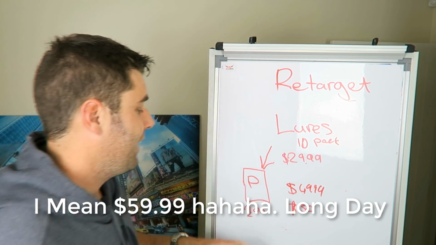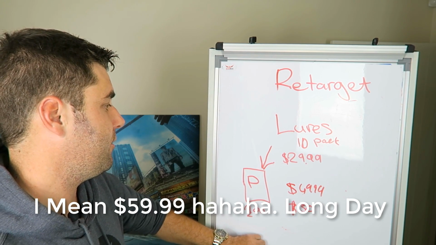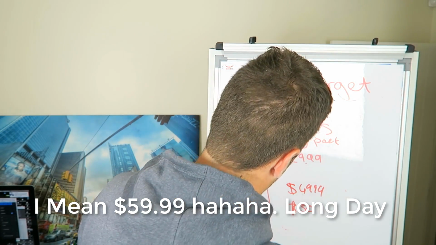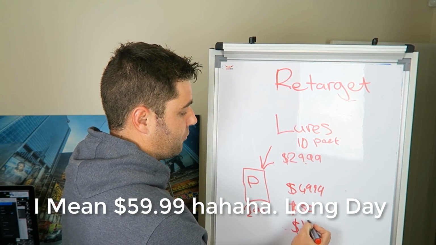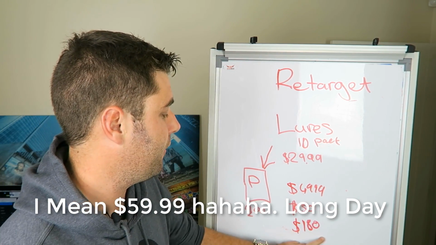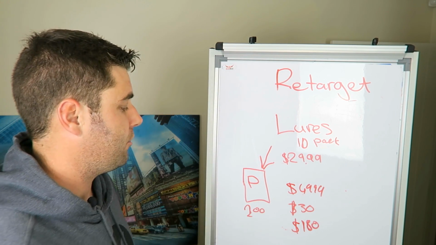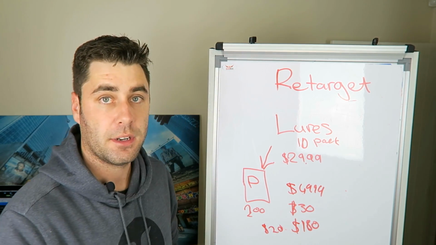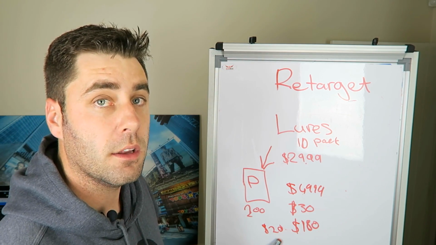Let's say you sell 6 of those. That's $180 that you've just made off a retargeting ad, right? $180 profit from 5 or 6 sales, and you've probably only spent a few bucks. I would say that you probably wouldn't spend more than 20 bucks, probably even less. I don't know if you can see that. Can you see that? Yeah, you can.